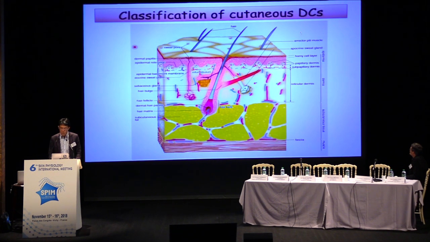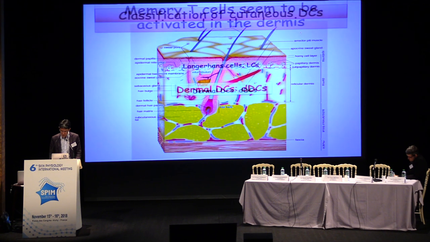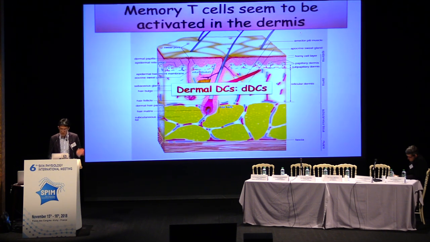So there are two types of antigen-presenting cells in the skin. One is epidermal Langerhans cells, the other is dermal dendritic cells. Because of the time limitation, I don't want to go into detail, but during contact dermatitis, dermal dendritic cells play an important role. So we visualize contact dermatitis and visualize the dermal area.